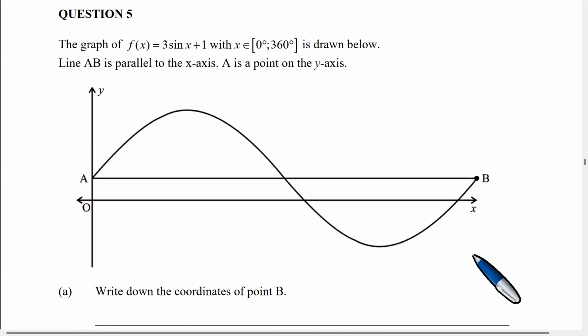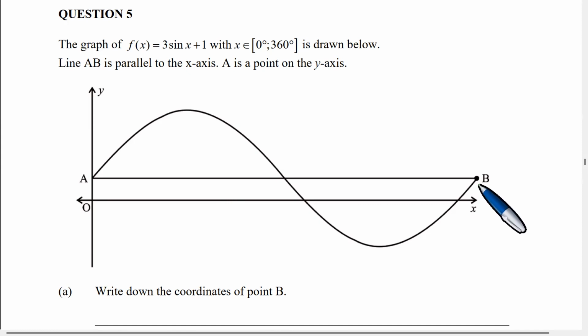Okay, now we're looking at some nice things, and these nice things we're looking at are basically the geometric graphs. Let's check the graphs a little bit and see what we can do with them. The graph of the function f of x, which is 3 sine x plus 1, with x lying between 0 degrees and 360, is drawn below. Line AB is parallel to the x-axis. A is a point on the y-axis. Write down the coordinates of point B.